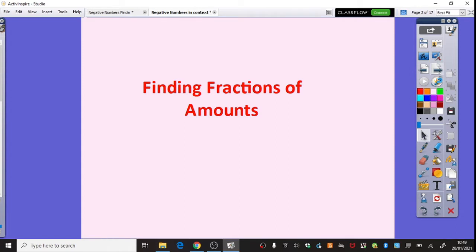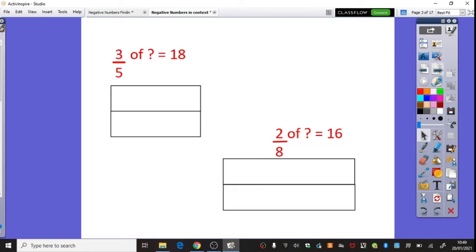We're going to do a little bit more work to begin with on finding fractions of amounts, but we're going to look at finding fractions of amounts in a slightly different way. So I'd like you to have a little look at the question on the board. This first question that we're looking at over here, where it says 3/5 of something is 18. Now this time we actually don't know what the whole amount is. That's actually what we are trying to find out. But we have been given parts.